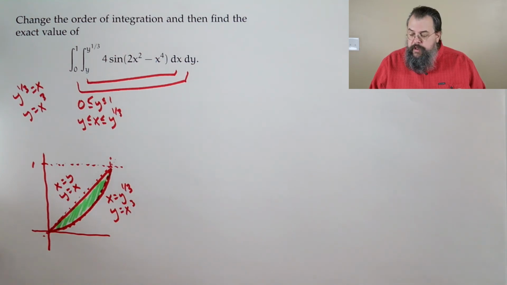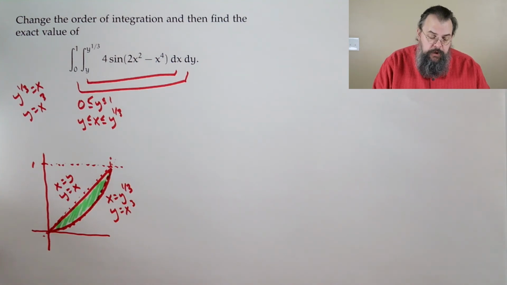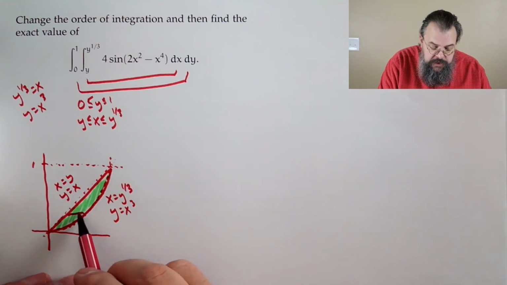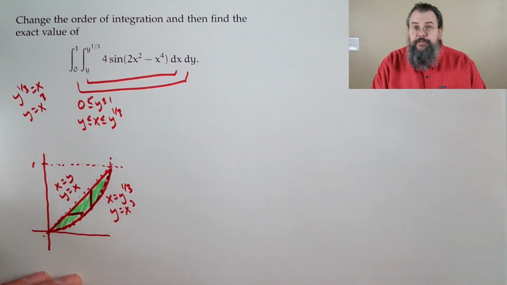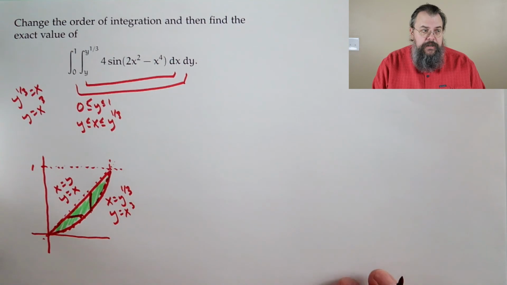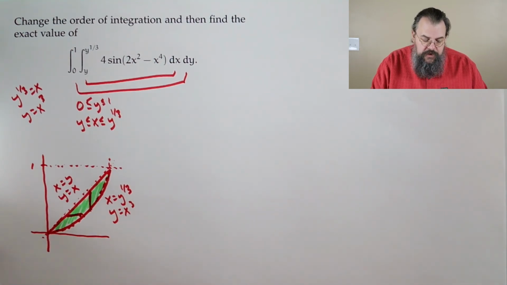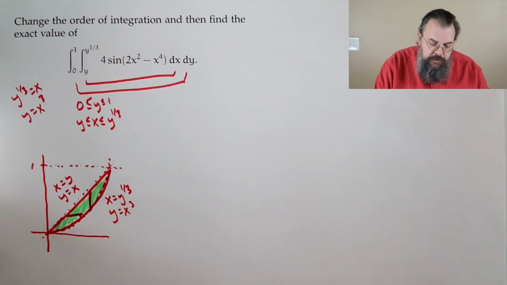Currently, because we're integrating in the order dx dy, we're thinking about our slices going like that. So we're going to switch and have our slices be vertical. All right, so we say, great. Now that we have our picture, we can actually figure out things pretty well.